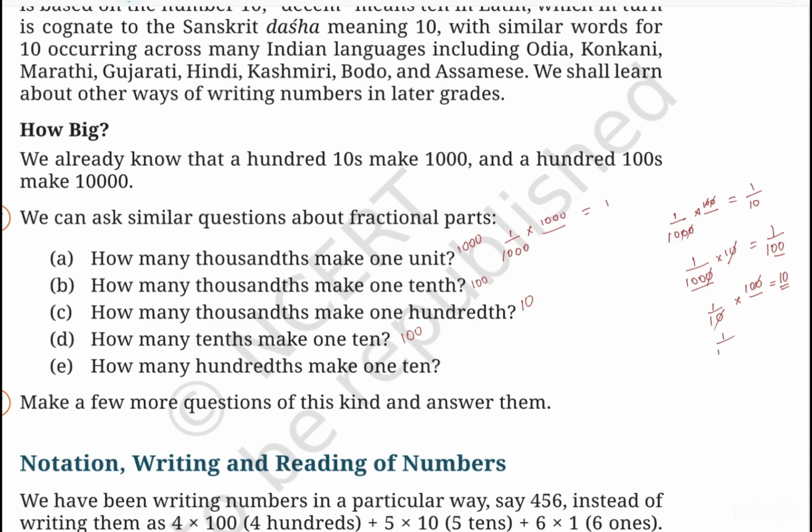And how many thousandths make 1 tenth? So thousandths multiplied by a number, we get 1 by 10. Here 1 zero is there in the denominator of the target, and here the denominator has 3 zeros. So we have to multiply it by 2 zeros, that is 100. So the 2 zeros can be cancelled and the remaining 1 zero will be there. So it will make 1 by 10.